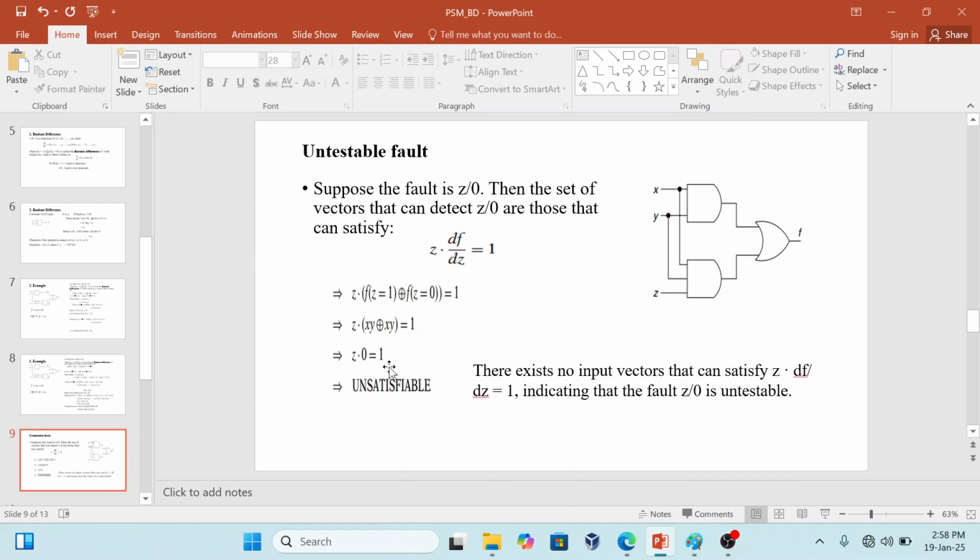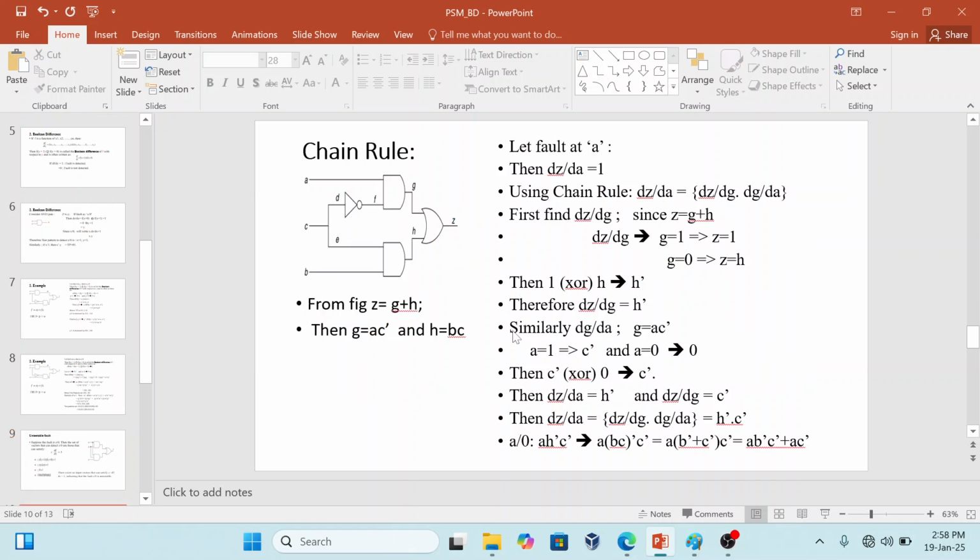That indicates that this is not satisfiable, it is nothing but undetectable. That means the Boolean difference which is equated to 0 indicates that the faulty output is equal to the fault free output. So hence we are not able to detect the fault. So this is how we can prove it.